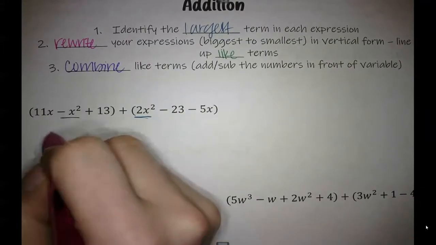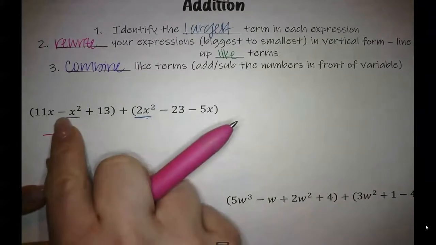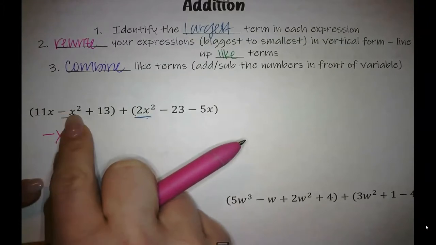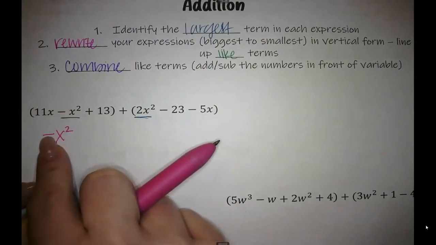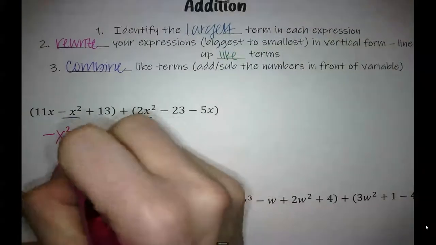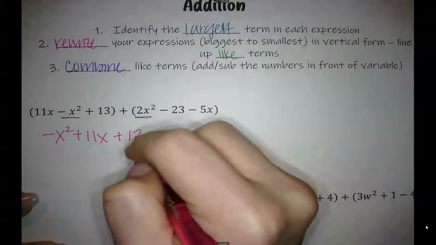And we're going to write it with the largest first. Whatever sign is in front of that one, you carry it with you. So after x squared is just the x, that is a positive 11x. And then we've got positive 13.